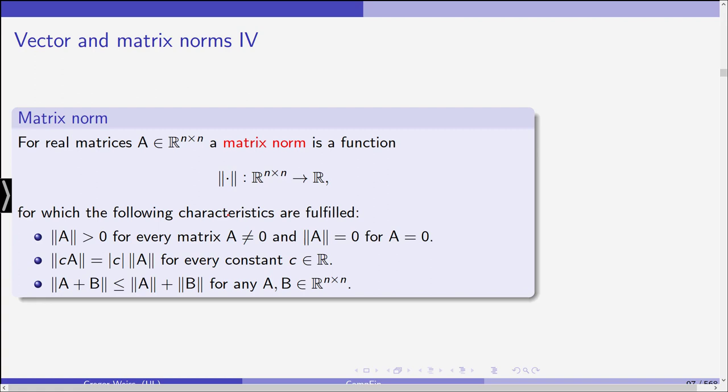And the norm has to be zero for A equal to zero. If we multiply the matrix with a constant, you can take the constant with absolute value out of the norm for every constant, and again a triangle inequality: the norm of A plus B is smaller or equal than the norm of A plus the norm of B. So that's a matrix norm.